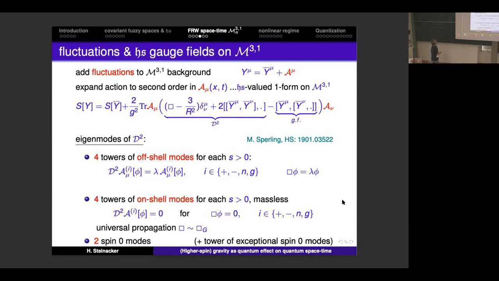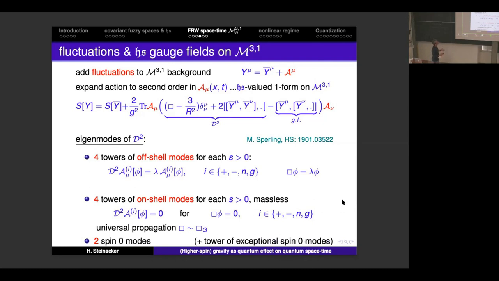As I told you in the beginning, the dynamics is obtained by expanding the action around the background and adding fluctuation. So this is now our space-time background, this cosmological stuff, and we add fluctuations to it. I can work out the quadratic effective action by just expanding it. And now this is in full detail. So that's the full thing that you get. This is kind of an effective vector D'Alembertian which acts on these fluctuations. And this plays the role of a gauge fixing term, which you know from Yang-Mills theory.